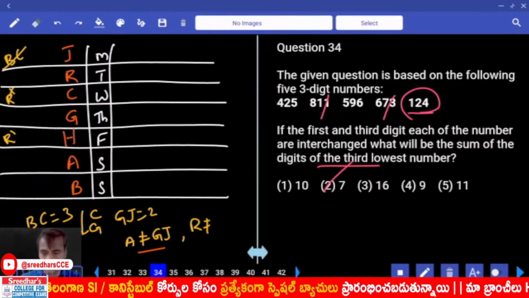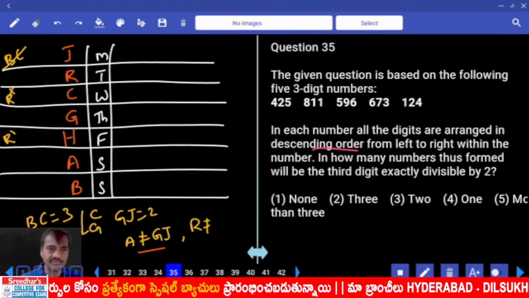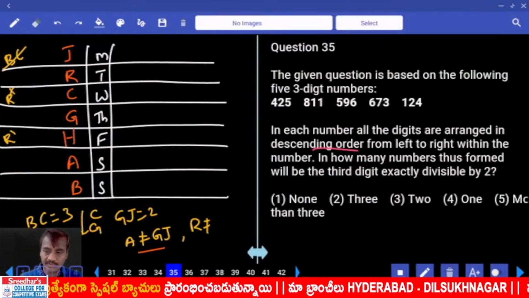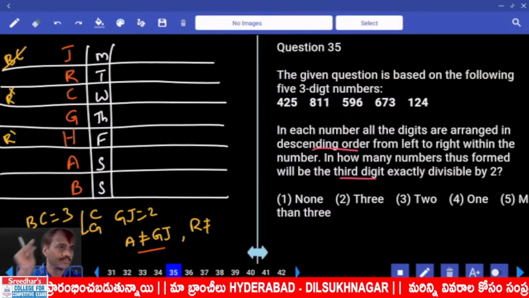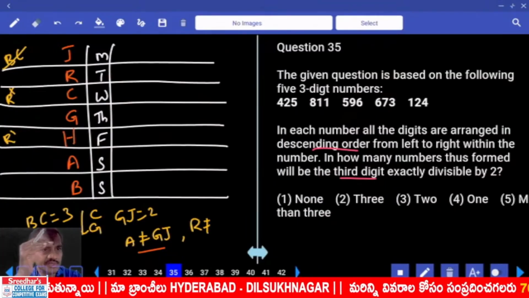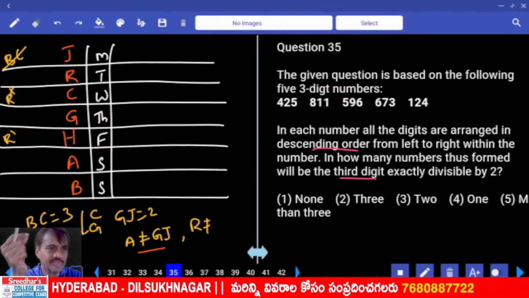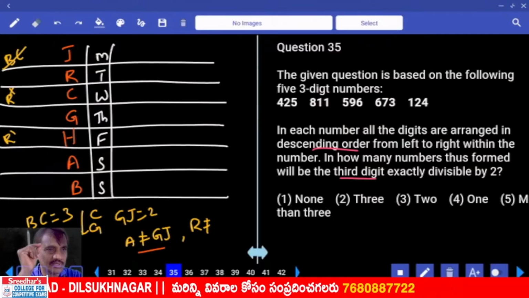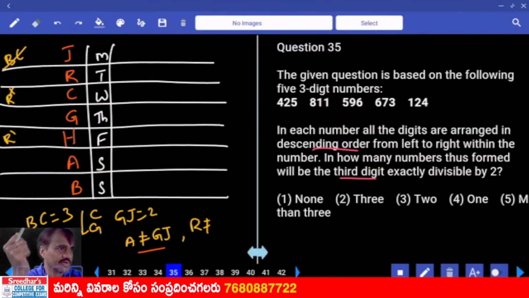Now in this 35, in each number, all the digits are arranged in descending order from left to right within the number. How many such numbers found will have the third digit exactly divisible by 2? Now here, all the digits are arranged in descending order. The final question is about how many numbers are divisible by 2. Clear? Because the last digit must be divisible by 2.